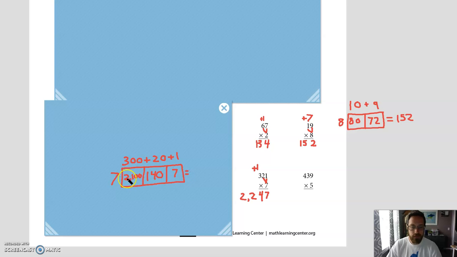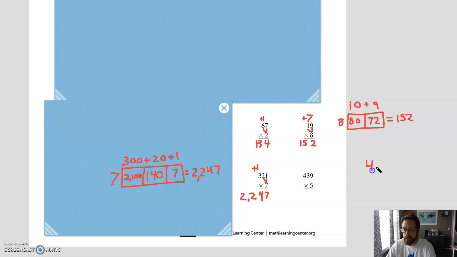Now let's see, after I add this up, I should get 2247, hopefully. Let's see, 2100 plus 140 would be 2240, plus 7 is 2247. Okay. All right. Let's do one more.